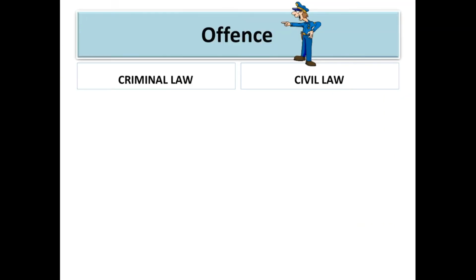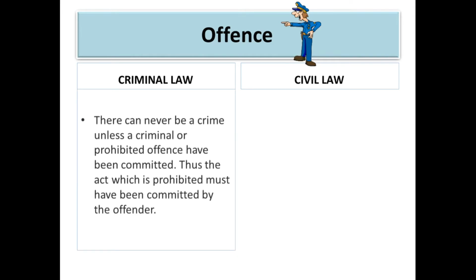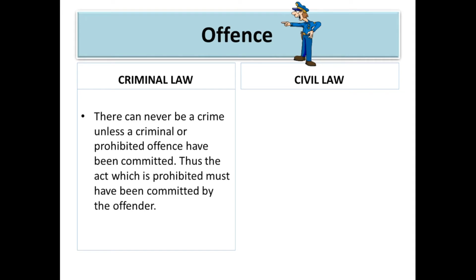Let us look at the offenses in both criminal and civil cases. In criminal law, there can never be a crime unless a prohibited offense has been committed. Thus, the act which is prohibited must have been committed by the offender. For example, murder. Someone must have been killed. The acts under criminal law are prohibited by the state.